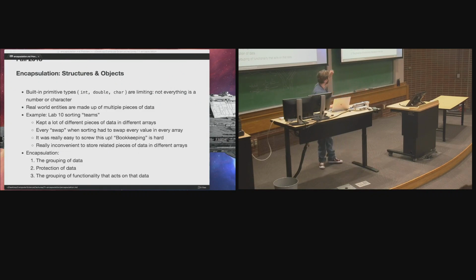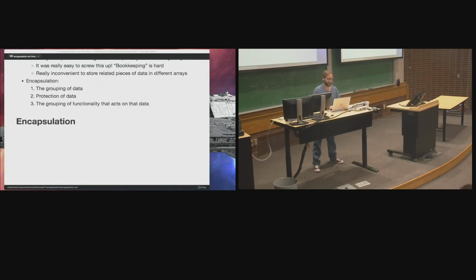So we're going to only focus on number one, the grouping of data. Encapsulation in C, basically C again only supports number one, right? The grouping of data. This is sometimes referred to as weak encapsulation because it doesn't have those other two, right? C provides this weak encapsulation through structures, or simply for short, we call them structs.